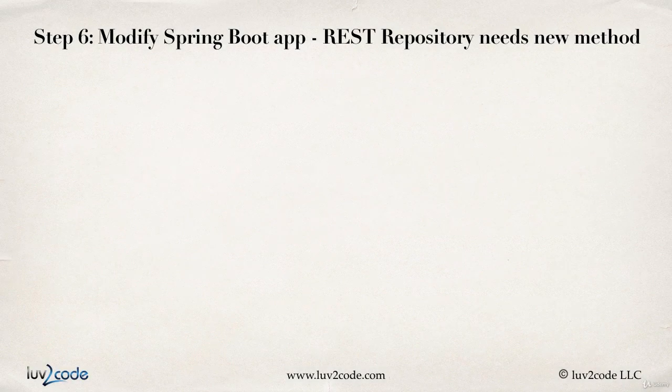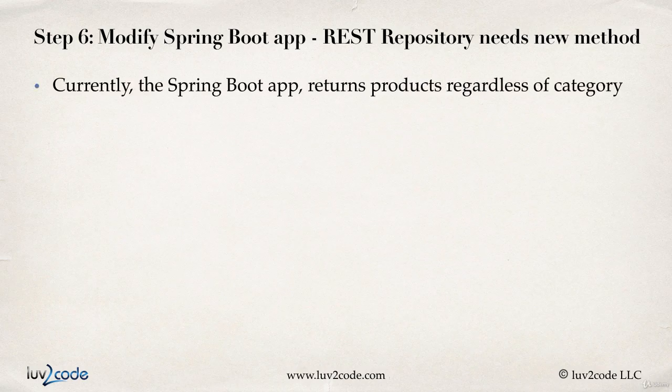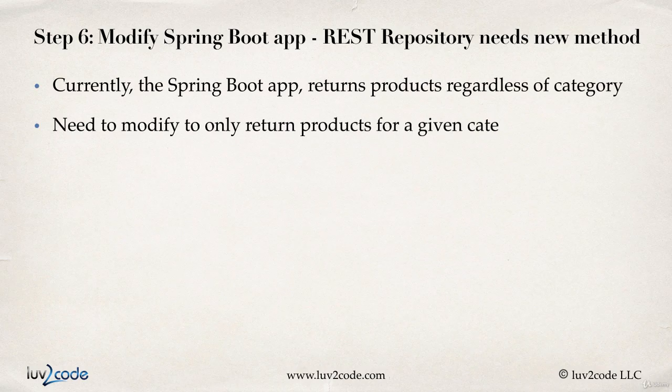All right, in step 6, modify the Spring Boot app. The REST repository needs a new method. So currently the Spring Boot app returns the products regardless of category. We need to modify this to only return products for a given category ID.